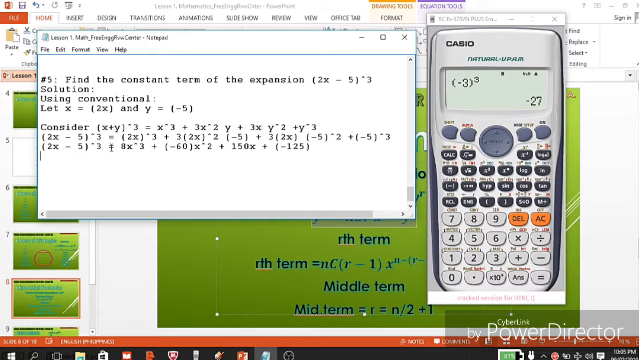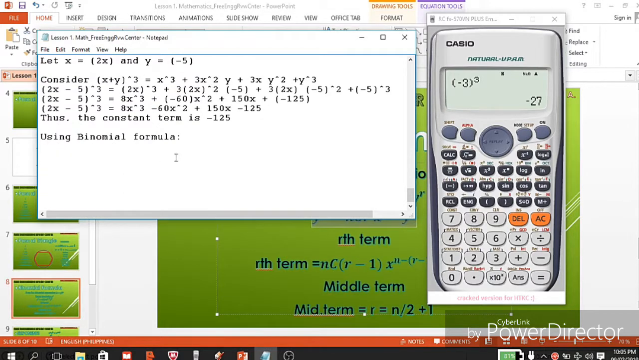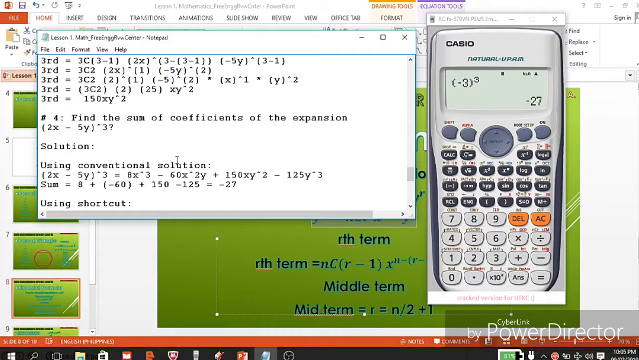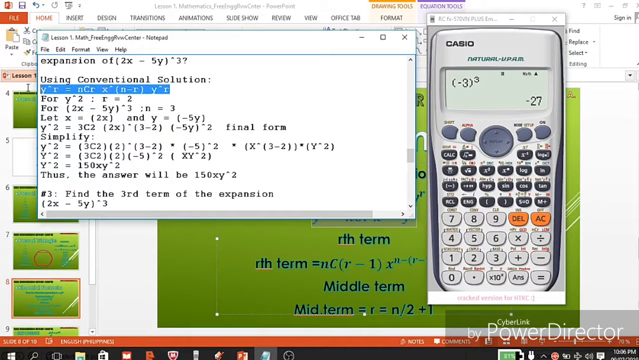So if we simplify furthermore, we just need to take this one and this one and this one. So thus the constant term is negative 125. So how about using the binomial formula? What if we use the binomial formula? You can use the r term or the y term, but I prefer to use the r term. For me, it's convenient using this r term.